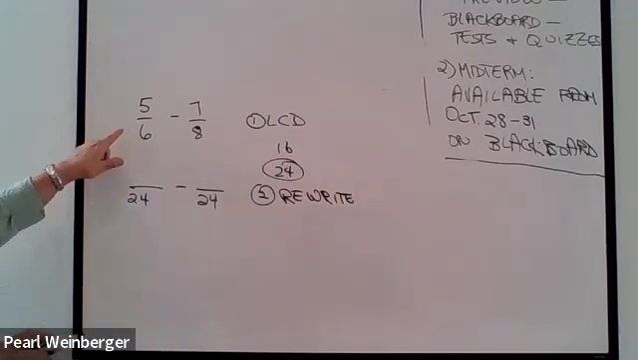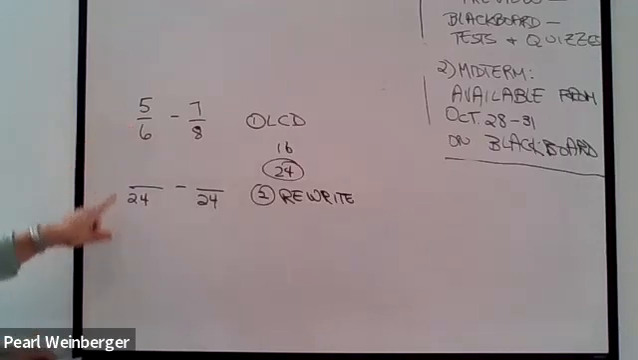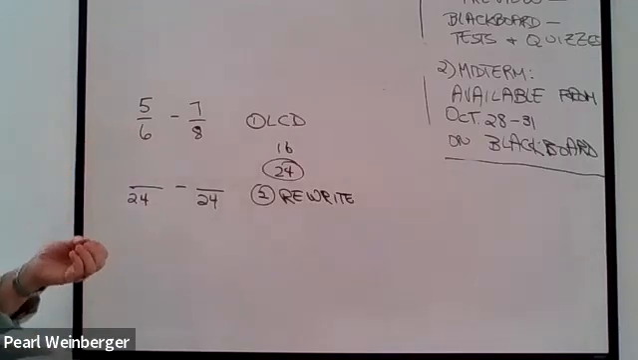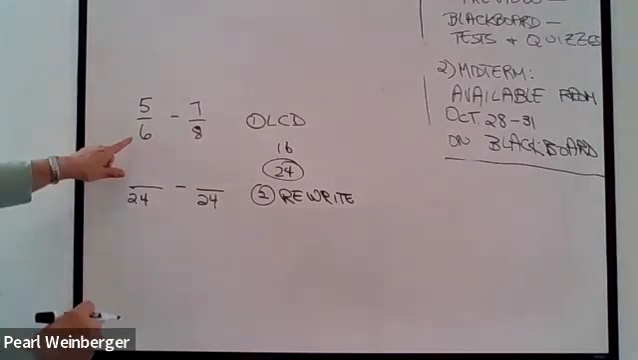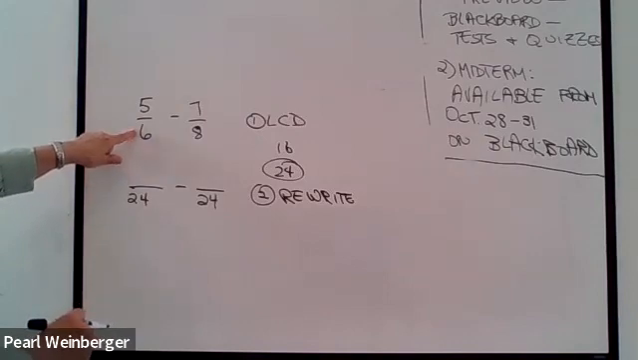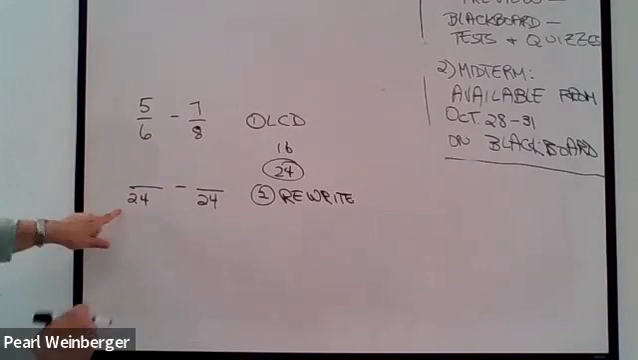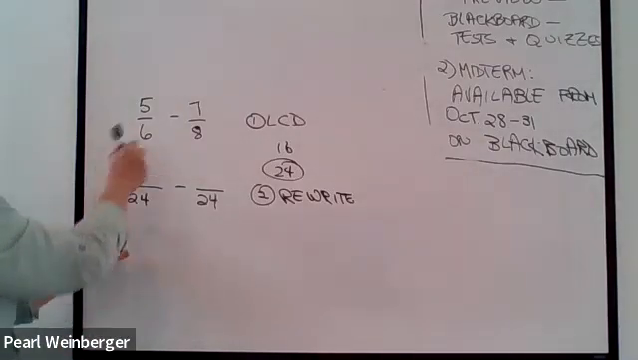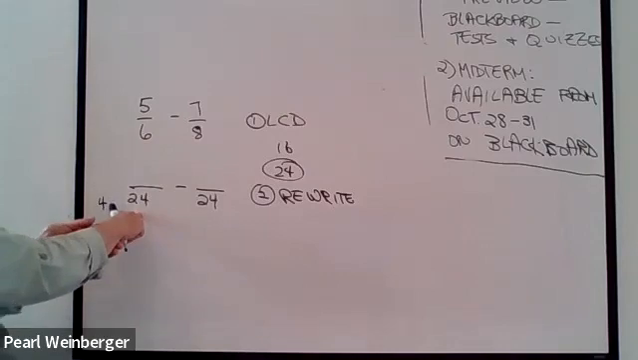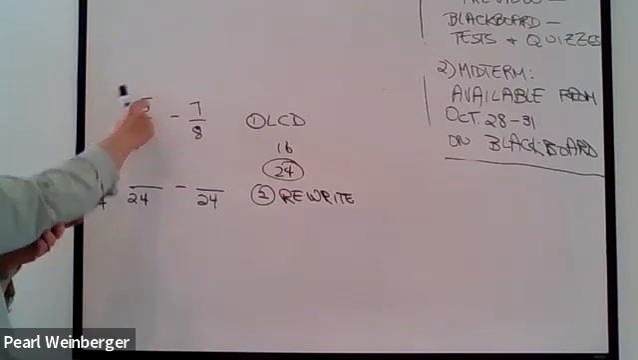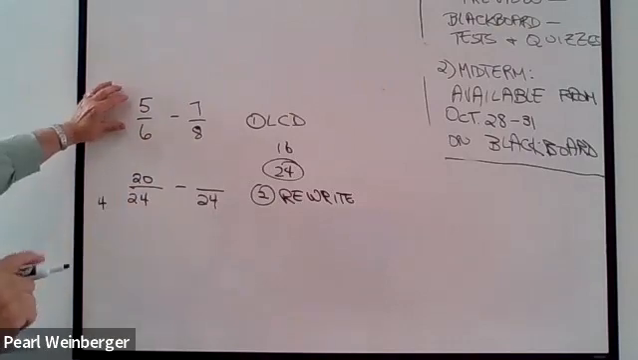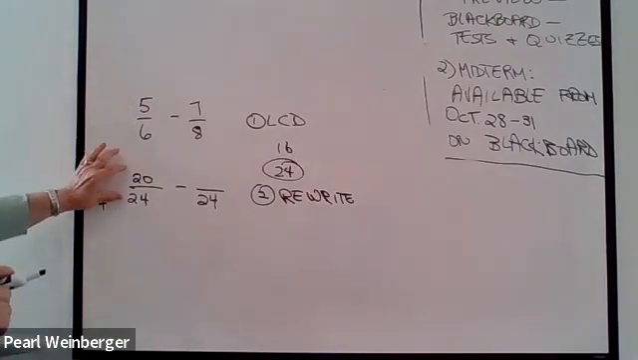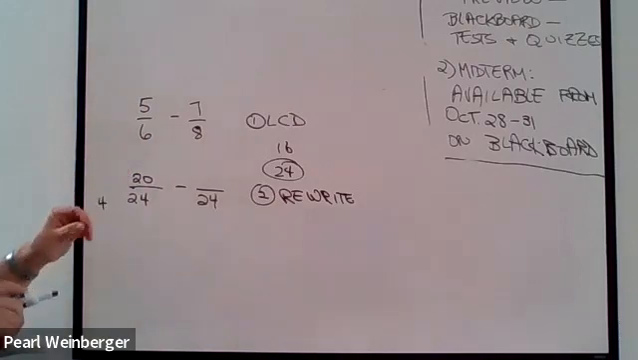Now, obviously, if I'm going to change the 6 denominator to a 24, I've done something. Whatever I've done to the denominator, I've got to do to the numerator. So what do I do? I divide the original denominator into the new denominator. 6 divided into 24 is 4. I take that number and multiply the numerator by it. 4 times 5 is 20. In other words, I changed the fraction 5/6 to its equivalent 20/24.